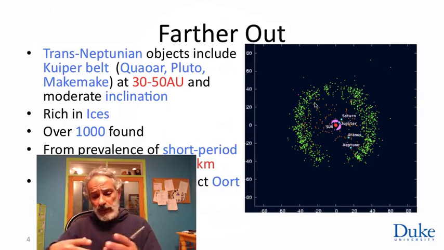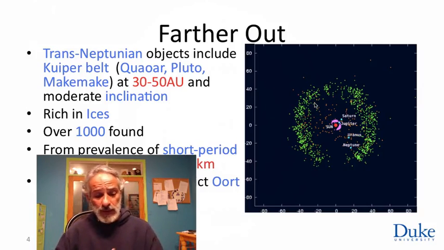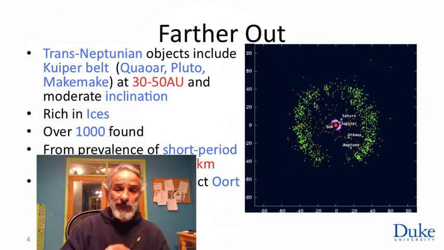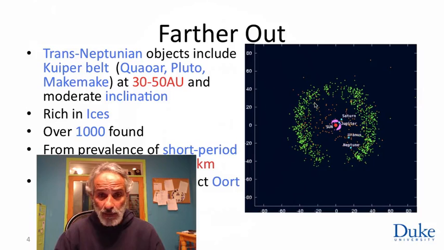Once in a while, gravitational interactions shoot one of these into the inner solar system, and because they're so icy rather than rocky, the big difference between a Kuiper belt object and an asteroid really is that an asteroid is made of rock and a Kuiper belt object is rich in ices, and the icy ones form the source of comets, as we will see.